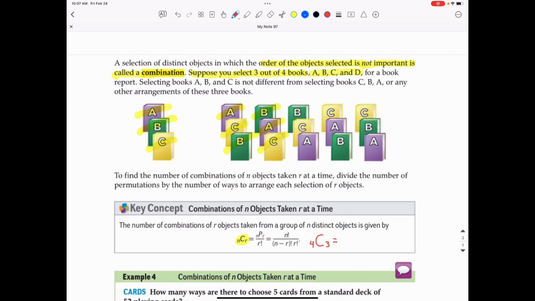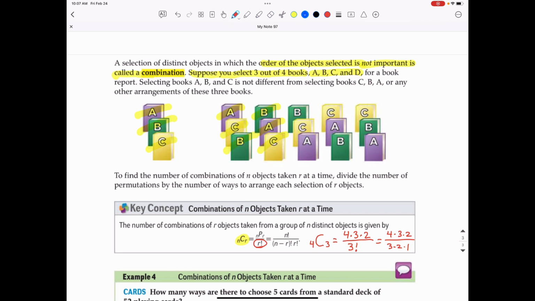You would figure this out by taking 4 times 3 times 2, so starting with 4, counting to the first 3 numbers. But then you're going to divide by 3 factorial. And remember, 3 factorial means 3 times 2 times 1. So you would have 4 times 3 times 2 divided by 3 times 2 times 1.